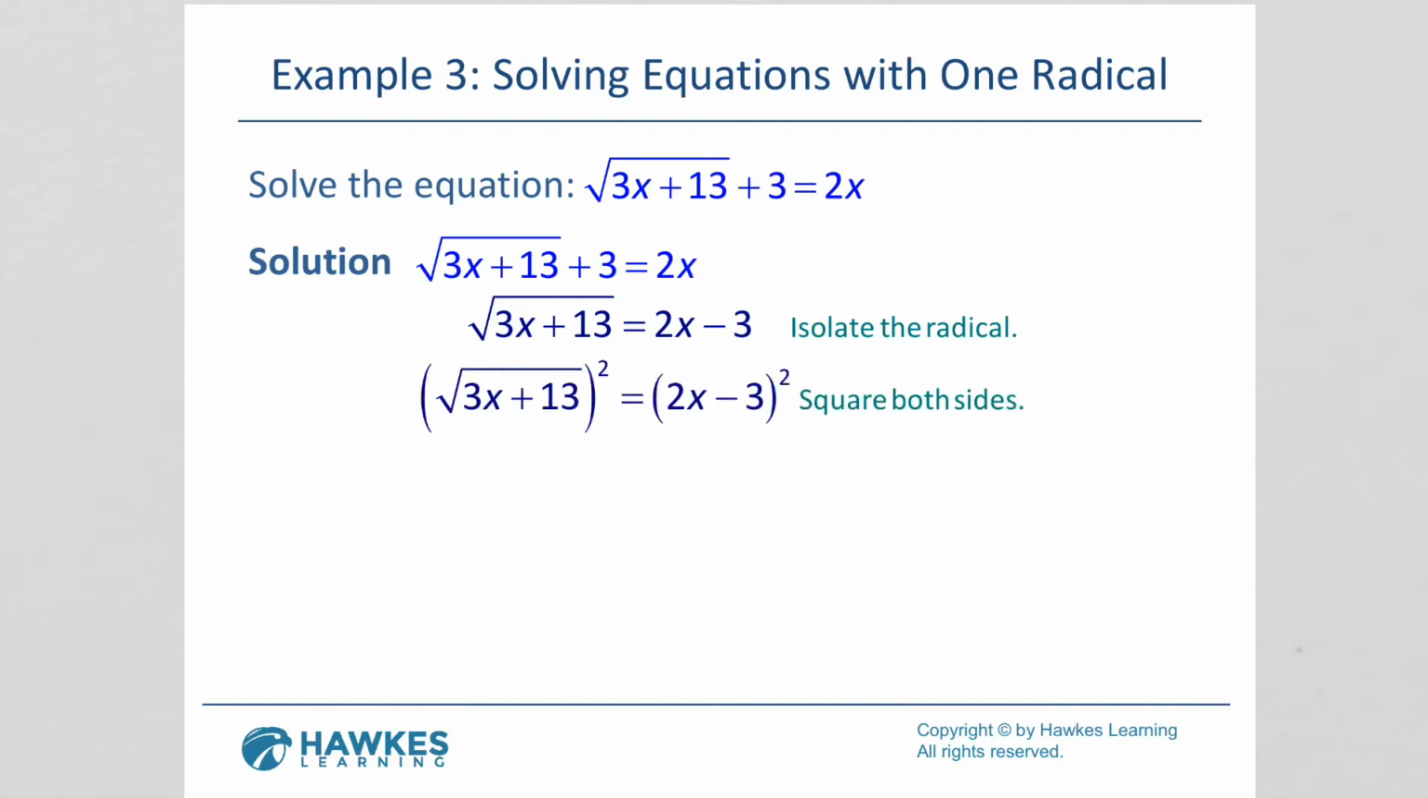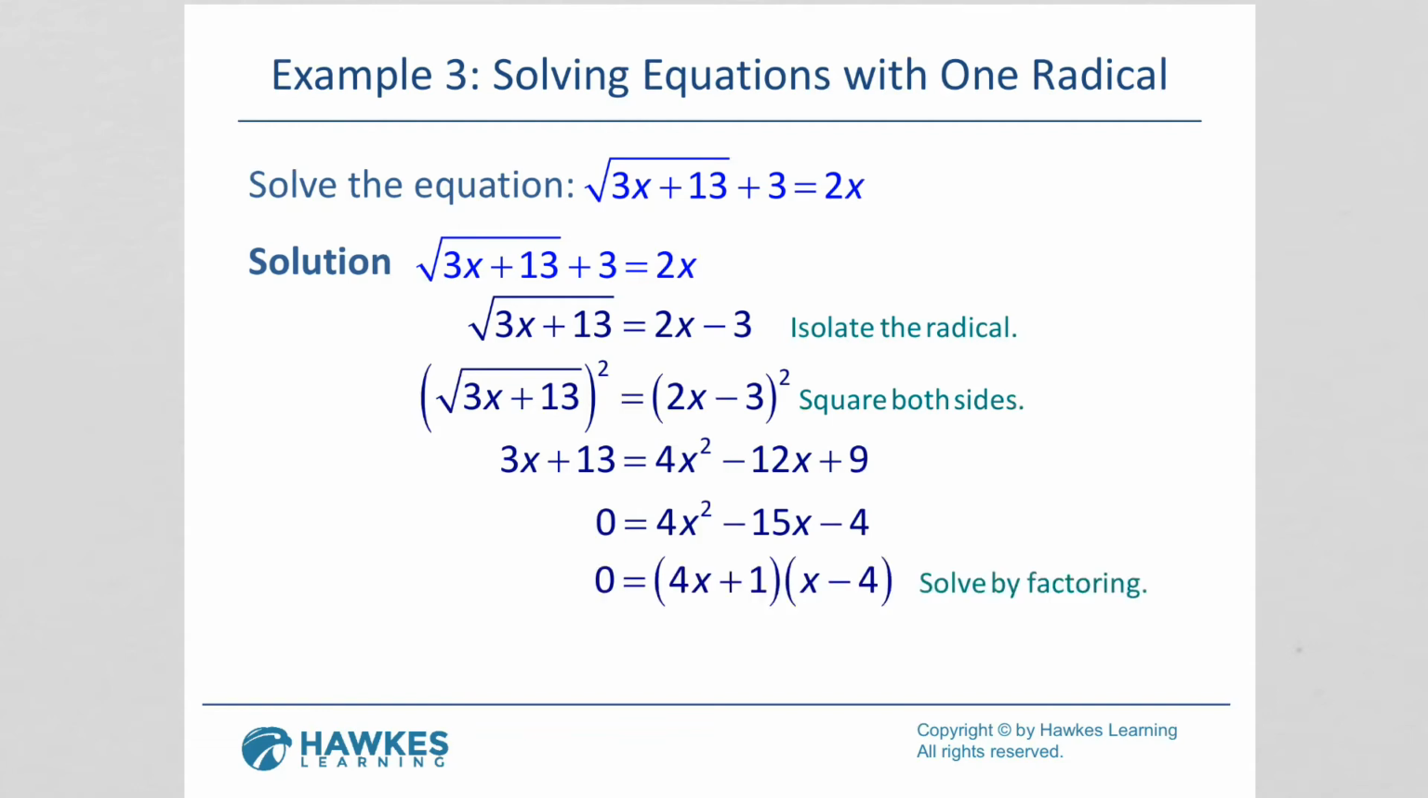Now I can square both sides. So I have the square root of 3x plus 13, squared, equals the quantity 2x minus 3, squared. That gives me 3x plus 13 equals 4x squared minus 12x plus 9. Moving everything to the right, I have 0 equals 4x squared minus 15x minus 4. That factors into 0 equals 4x plus 1 times x minus 4.